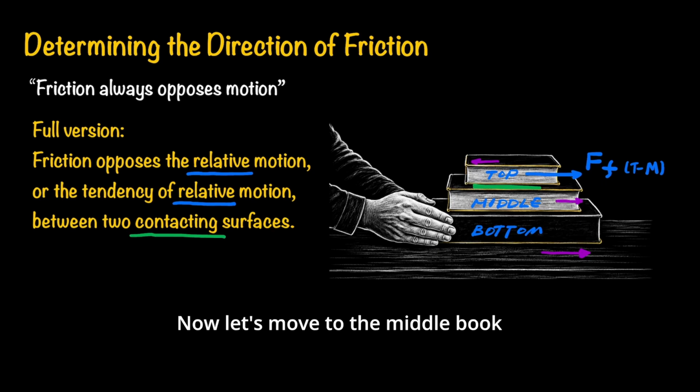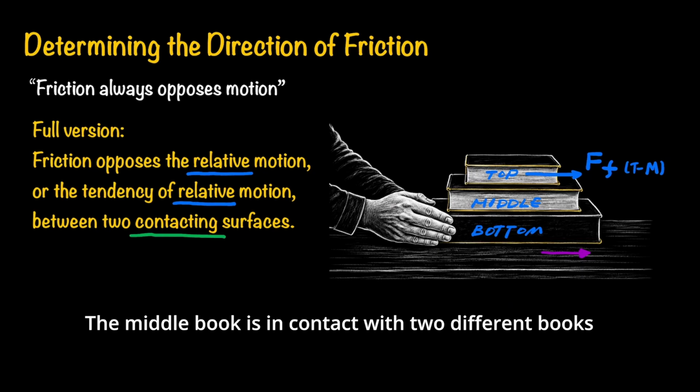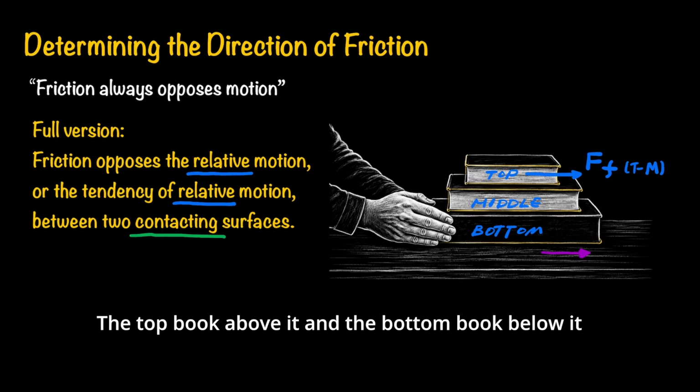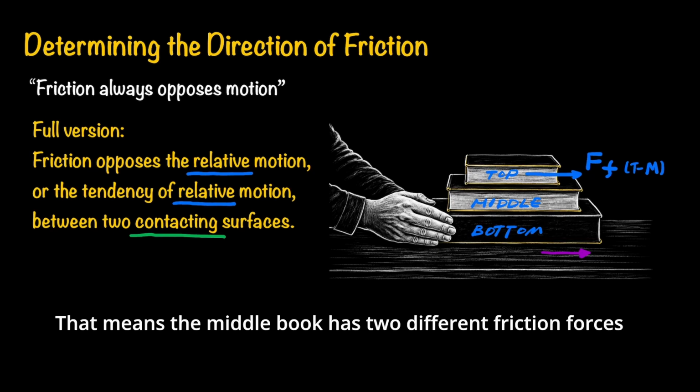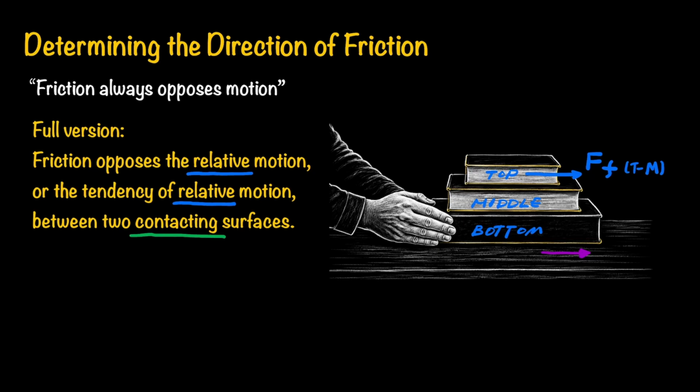Now let's move to the middle book. This is where the problem becomes more interesting. The middle book is in contact with 2 different books, the top book above it and the bottom book below it. That means the middle book has 2 different friction forces, and we need to analyze each contact separately.